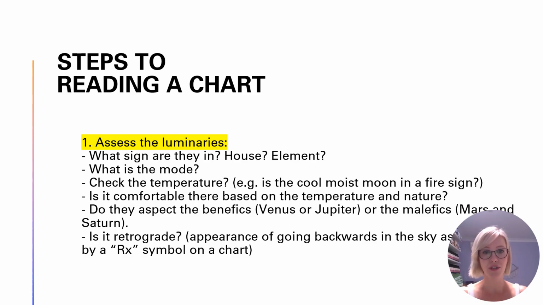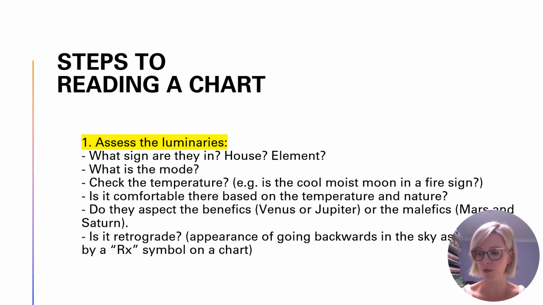But let's go into reading a chart a bit further. So step 1, assess the luminaries. We're going to look for the moon and the sun and how they are feeling, because they have a big impact on our health. So for the sun and moon, what sign are they in? What house are they in? What element is that?